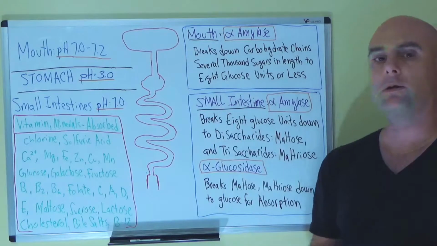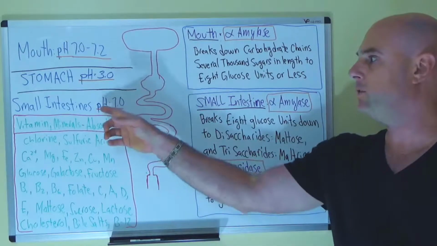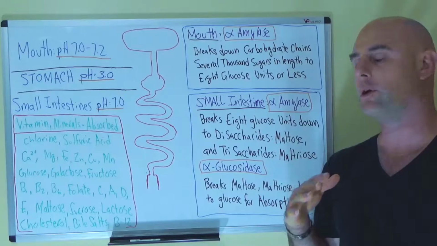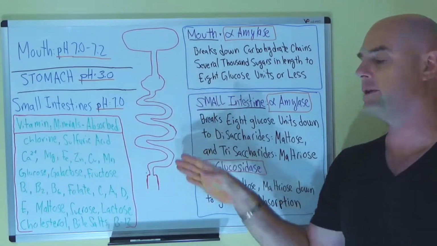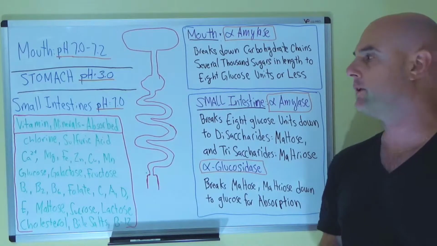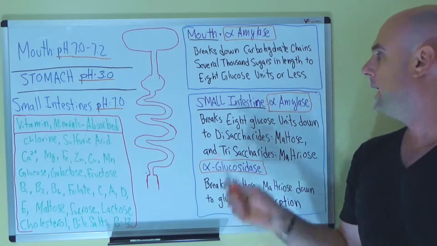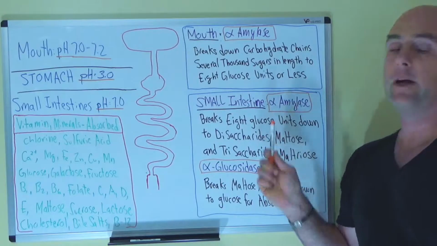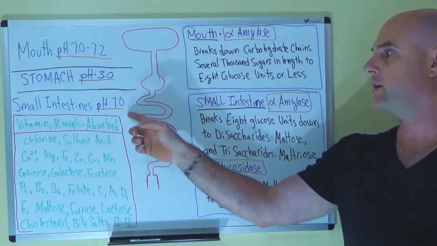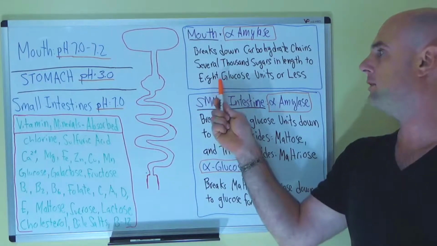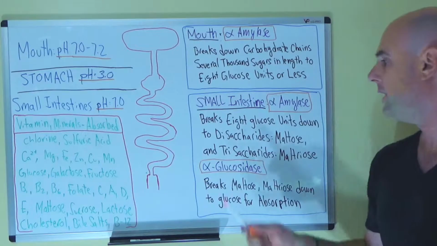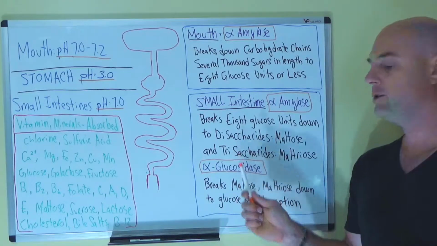So these small glucose chains then move on to the small intestine, and the small intestine has an overall pH of about 7. It varies in different places in the small intestine, but generally speaking the small intestine has a pH of about 7. There's another alpha amylase that's released by the pancreas that goes to the small intestine and then breaks these small glucose chains down into disaccharides and trisaccharides.